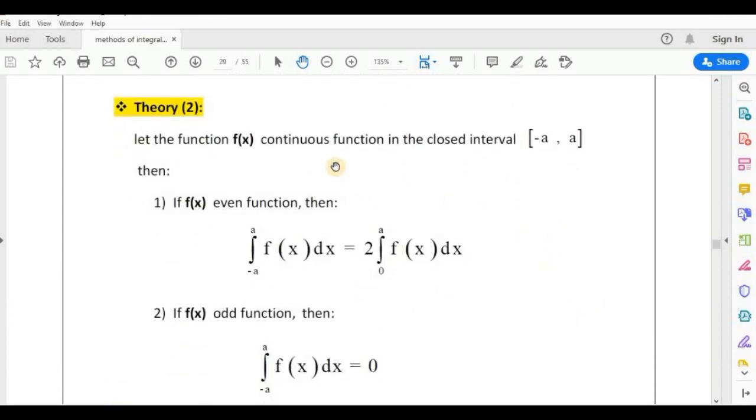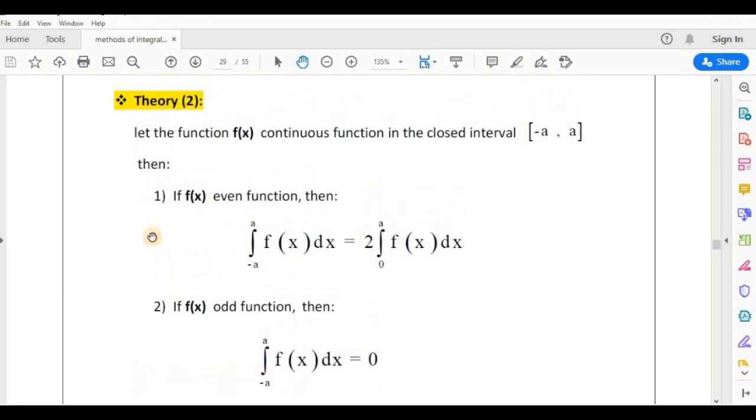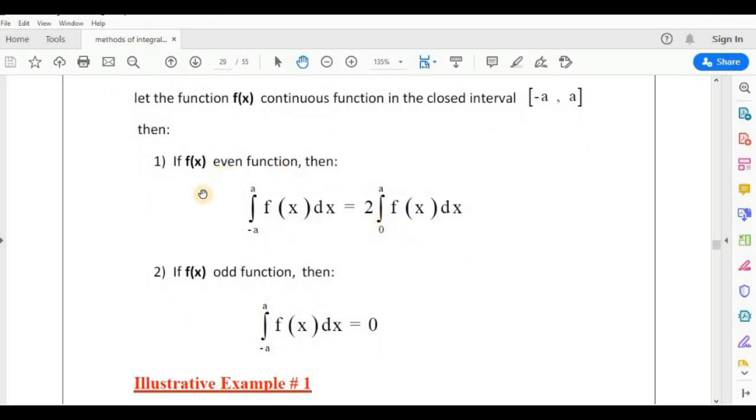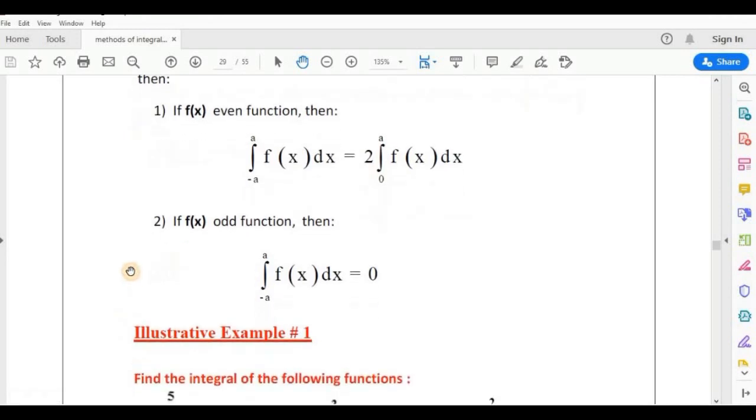We have this theorem also. Let the function f be a continuous function on the closed interval from minus a to a. Then if the function is an even function, and we have the integral from minus a to a, the result of this integral will be 2 times the integral from 0 to a. And if it is an odd function, the result will be 0.